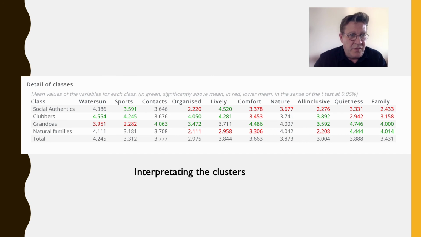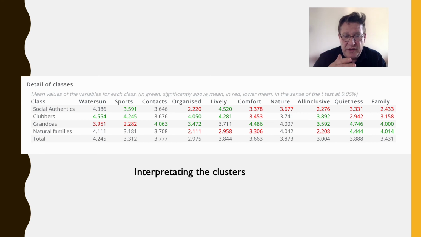The clubbers, the number 2, are very high for water and sun, for sports. They expect organized activities and also a lively atmosphere, and they are fine with getting all-inclusive offers. The third group were called the grandpas, because they want to have some quiet holidays, being in the family. They also expect all-inclusive offers and comfort. The natural families are the highest for the family dimension, and they also are looking for quietness, but they are not expecting anything specially organized, nor very comfortable.